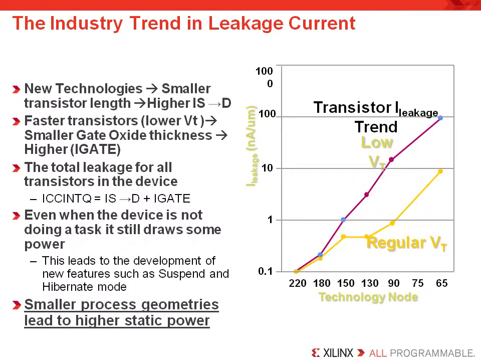This slide points out that newer devices use smaller transistor lengths to improve performance, but this increases your system's power consumption. As these transistor lengths get smaller, the source and drain current increases quite a bit. Faster transistors have a low threshold voltage associated with them. These low voltages also demand a small gate oxide thickness, which adds up to a higher leakage current. To help users resolve some of these issues, Xilinx has introduced new features such as suspend and hibernate modes, which allow an FPGA that is not operating to retain its state and effectively shut down until reactivated.